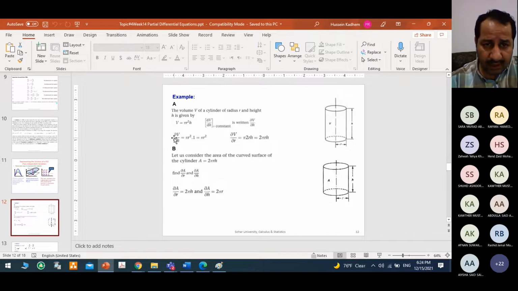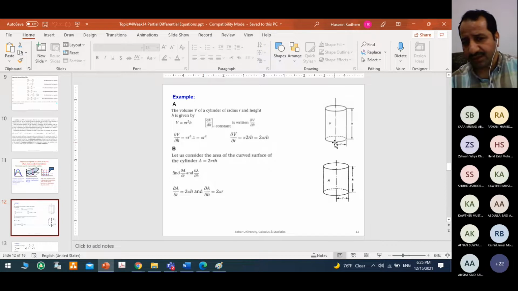When I see this, I understand directly it is a partial differentiation of V with respect to h. It means I will differentiate the formula, keeping r as a constant, only differentiating h. So if r is a constant, it means pi r squared, we keep them constant. We don't touch them. We go to h. If I differentiate h with respect to h, it gives me 1. Very simple. Is this point clear? Yes, doctor.